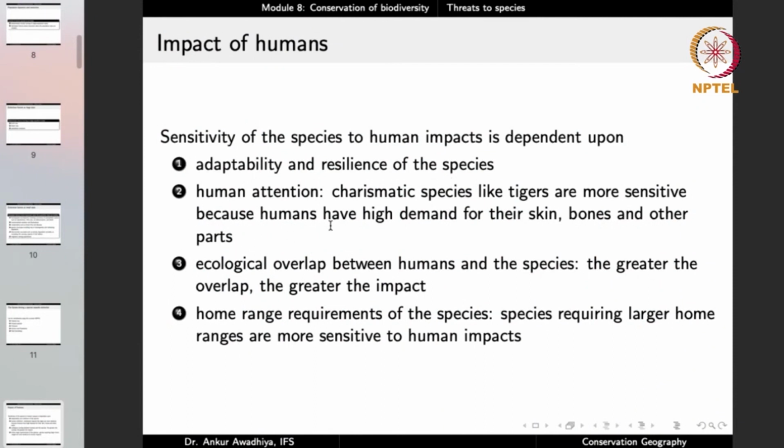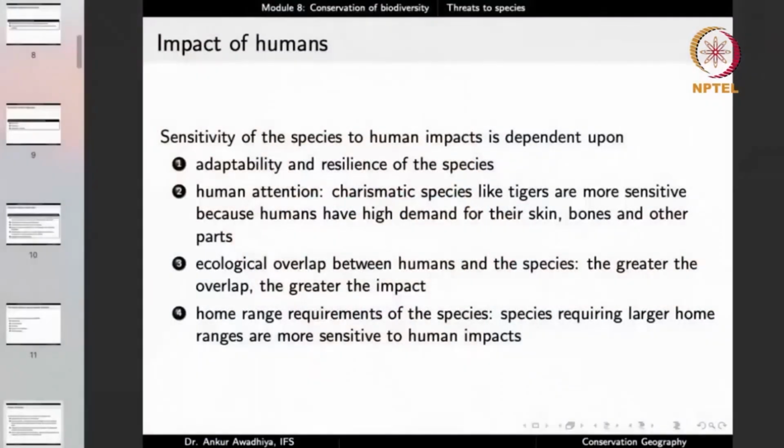It will also depend on human attention. Charismatic species like tigers are more sensitive because humans have high demand for their skin, for their bones, for their other body parts. So if you go to old palaces, you can find a large number of bodies of tigers that have been shot, stuffed and kept just as a display. Or you will find the skins of tigers hanging on the walls or being used as rugs. Now you will hardly find the body of, say, a nilgai or a sambar that has been stuffed and kept for display.